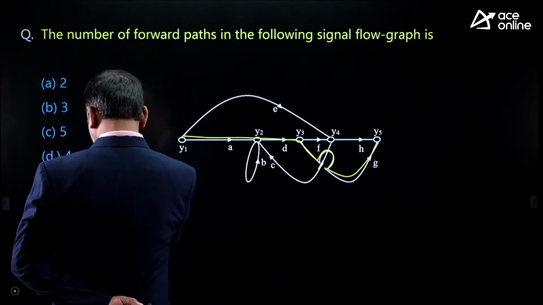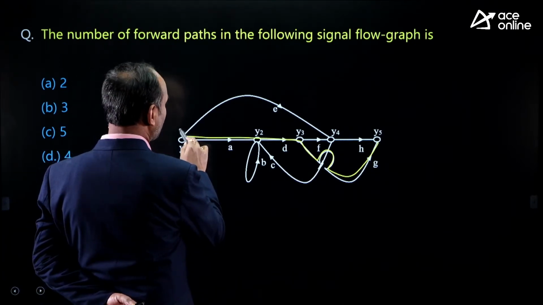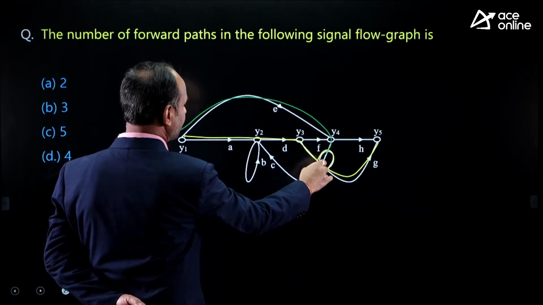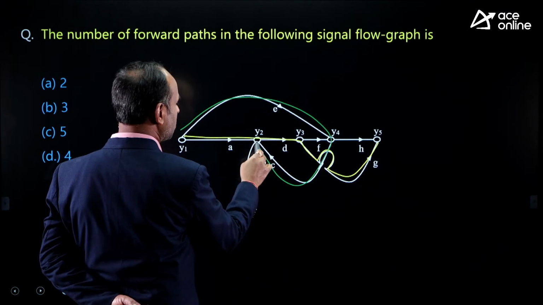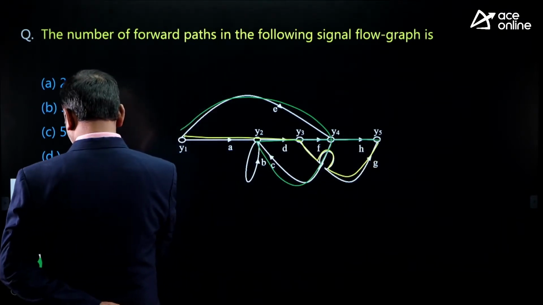Is any other forward path there? Now I am taking a different color here. Is it a forward path or not? Starting from here, without touching any other node two times. Other loop, other node touching, no problem. Yes, this is one more forward path. So as of now, 4 forward paths here.